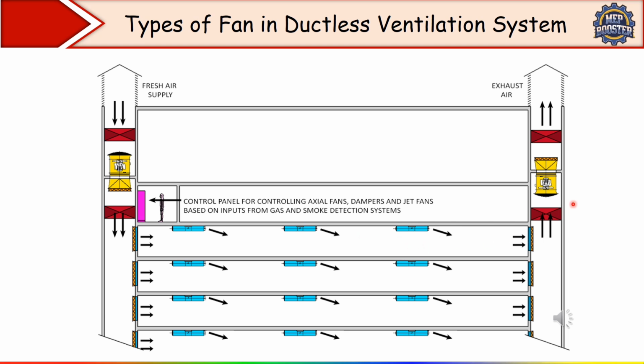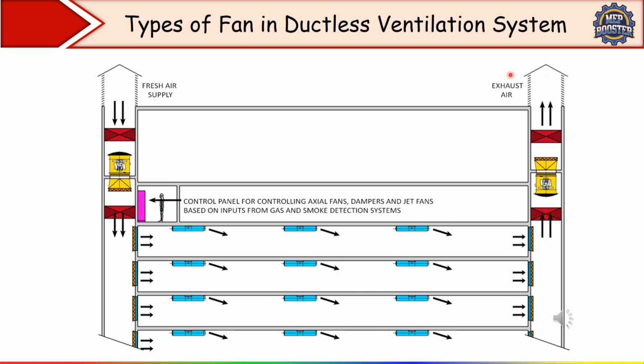Then finally here we have an open to sky space, open up to sky level. Here we have installed the exhaust fan, and here we have an exhaust air louver. The exhaust air will go through this louver, and this exhaust fan will suck all that exhaust air and supply it to the environment.